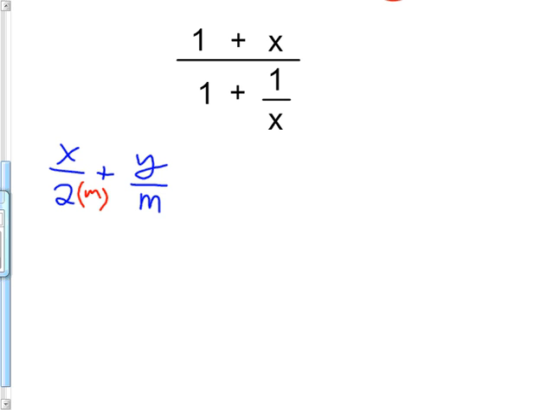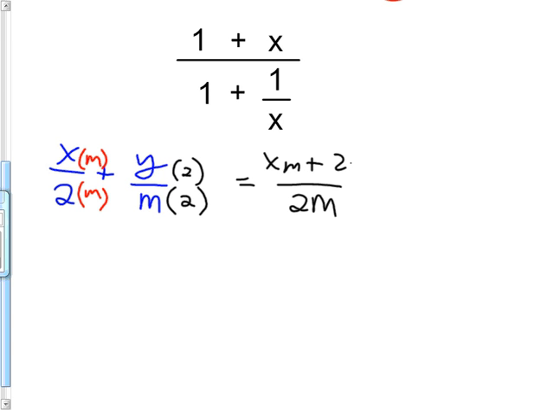So how do I get this to be a 2m? I multiply by m. If I multiply by m there and there, it's just like multiplying by 1, so that's okay. Next, if I want to take this and multiply it by 2, then my final answer has an m2 and a 2m on the bottom. Remember, when you're adding fractions, the denominator just stays the same, so the denominator is 2m. And the top would be xm plus 2y. If you get what I just did there.